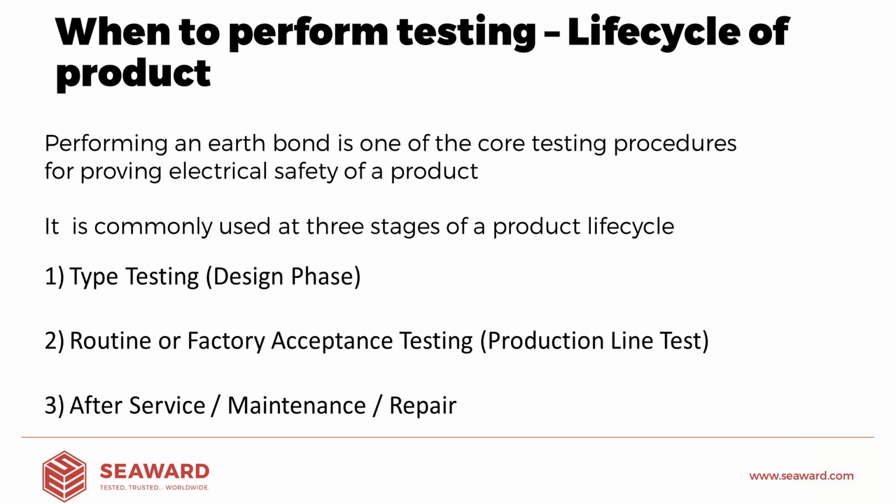So that scenario that I spoke about earlier, where someone screwed a screw too far into the product and nicked the live cable, those are the kind of faults that we're now looking for in a routine or production line test. So it's typically a much quicker test, takes typically a couple of seconds, but we're trying to just prove that the build process hasn't contributed to the product becoming unsafe.